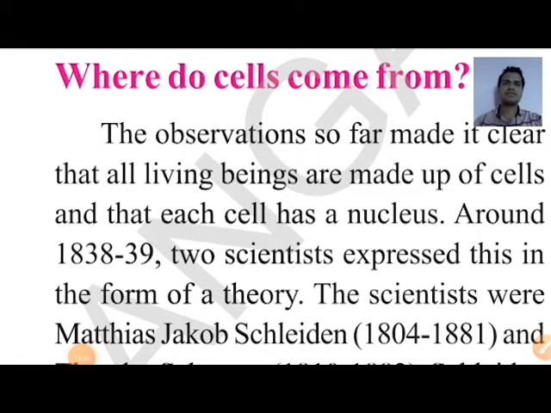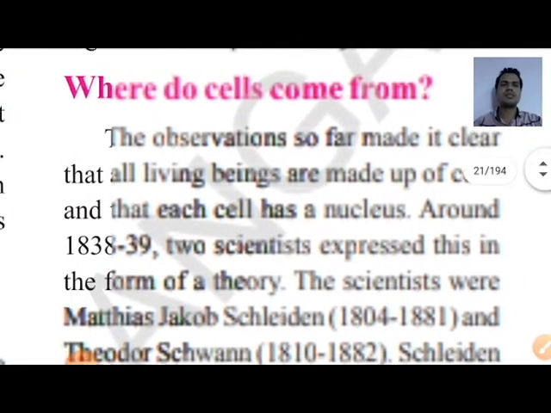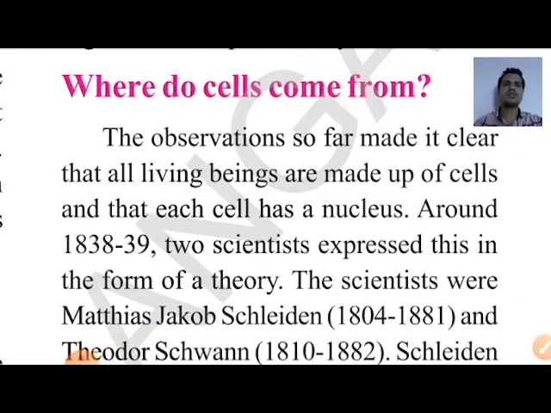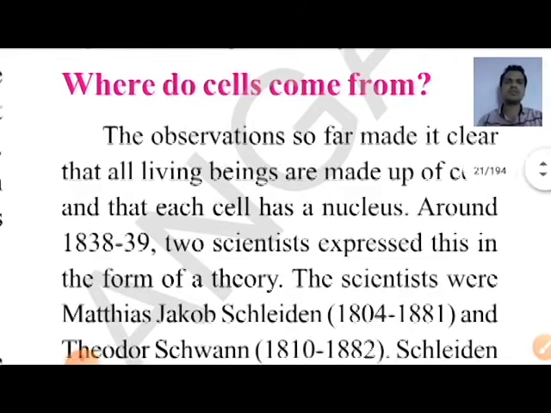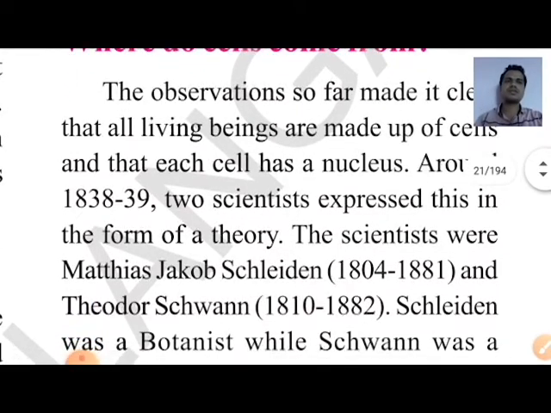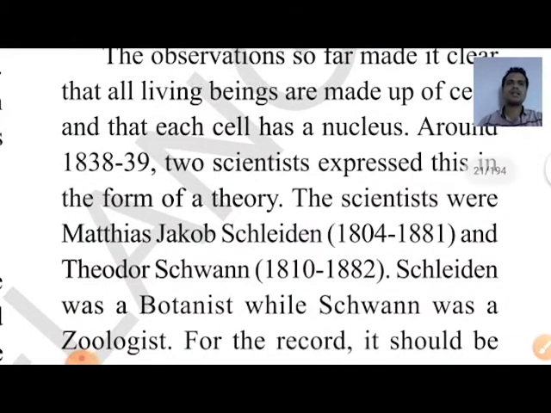You have observed that many cells are produced inside our body, and many cells are destroyed by our body. But many years ago, people had no idea how the cells were coming, how the new cells were forming. Around 1838 to 39, two scientists did their work. The scientists were Matthias Jakob Schleiden and Theodor Schwann. Both Schleiden and Schwann are scientists.